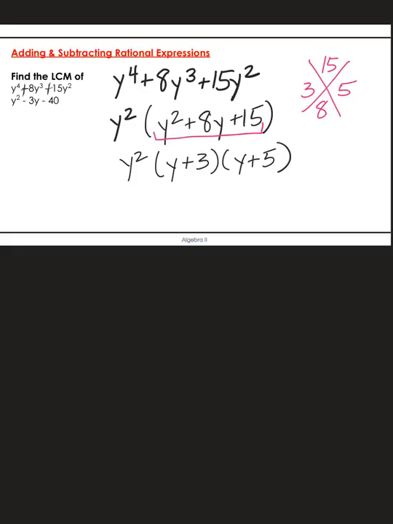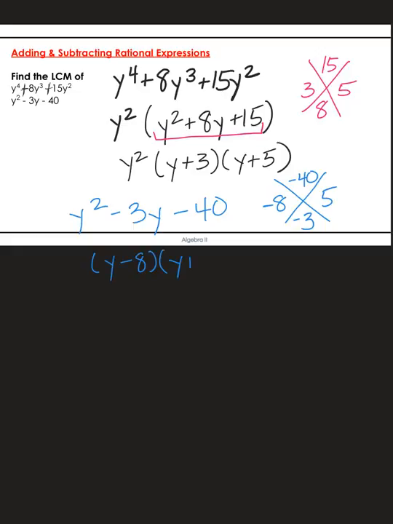Okay? So then I want to now look at my second term, and that's going to be y squared minus 3y minus 40. So I'm asking what multiplies to give me negative 40, but adds to give me negative 3. Well, I know 8 and 5 will give me 40, but I need a negative 3. So the larger number has to be negative. So that's going to factor to y minus 8, y plus 5. So this is my second term.